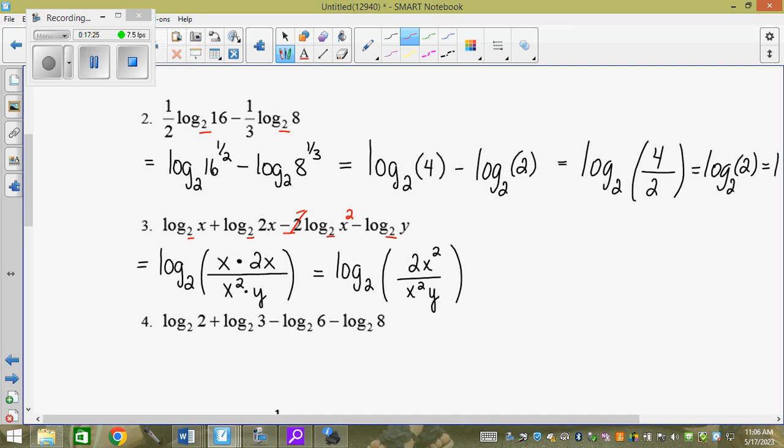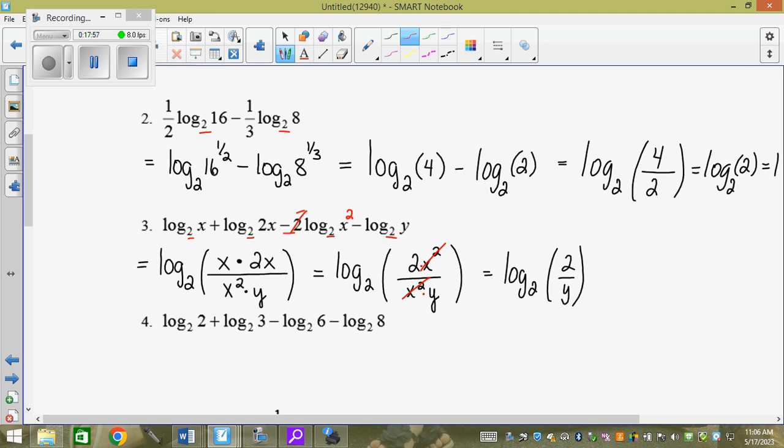Is there anything I can do still? Cancel the x squared. Because they're not sewn together by titanium. Remember that plus or minus sign? Sews them together, then you can't cancel off. These are actually multiplied, right? Multiplied is like a nice warm hug, like Olaf, you know? So we can cancel those off. And then we're left with log base 2 of 2 over y. Everyone following that?